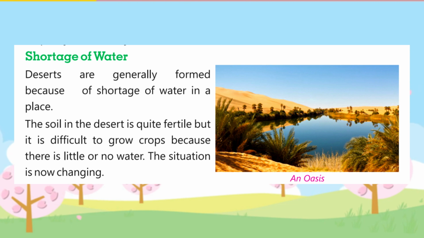Shortage of water. Deserts are generally formed because of shortage of water in a place. The soil in the desert is quite fertile, but it is difficult to grow crops because there is little or no water. The situation is now changing.